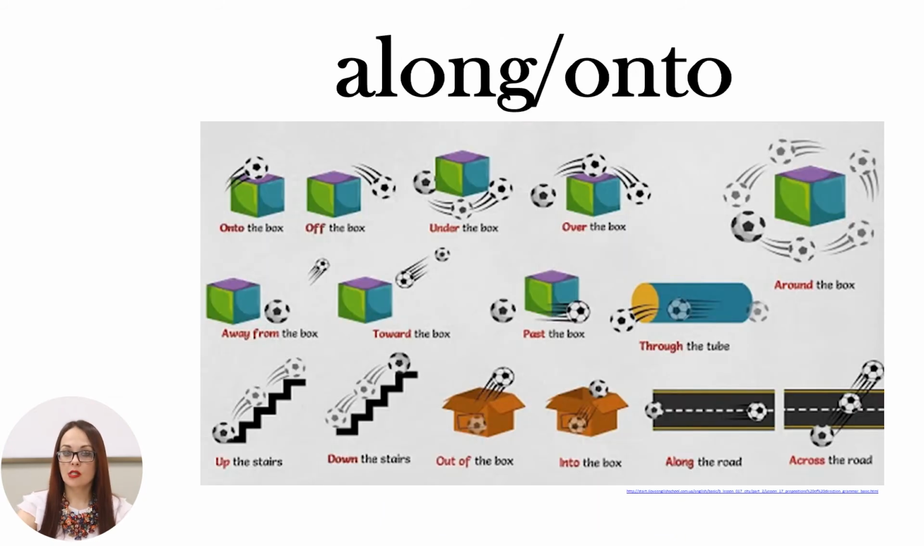The prepositions along and onto. Along we translate de-a lungul. Onto we translate peste. You can look at the picture on the screen, and here you can see many other prepositions of place that you can use when you want to describe where things or people are.